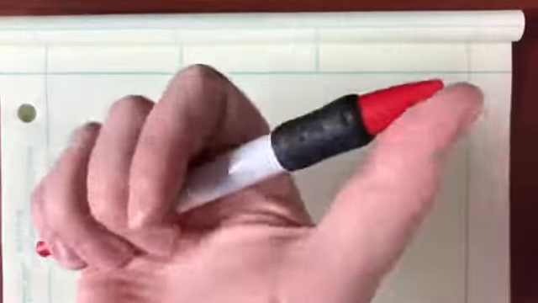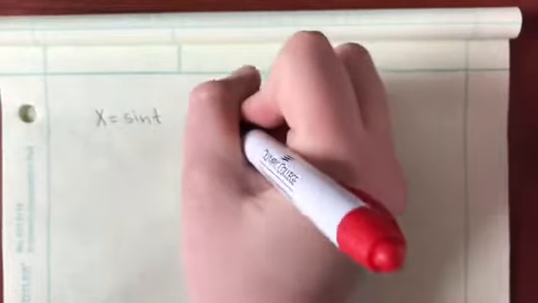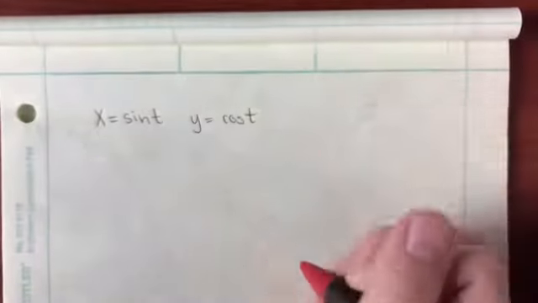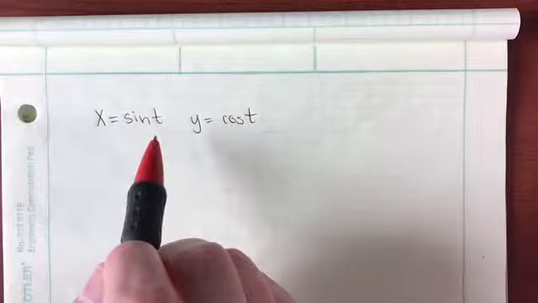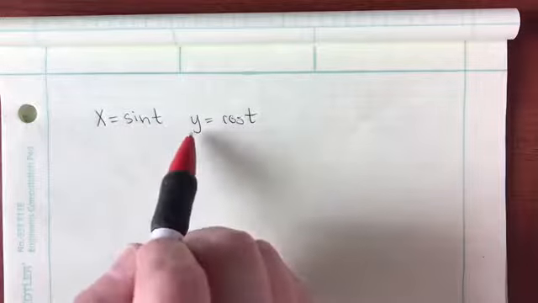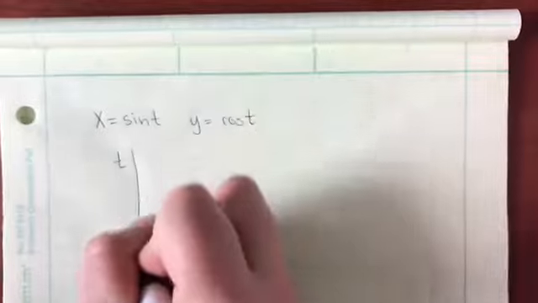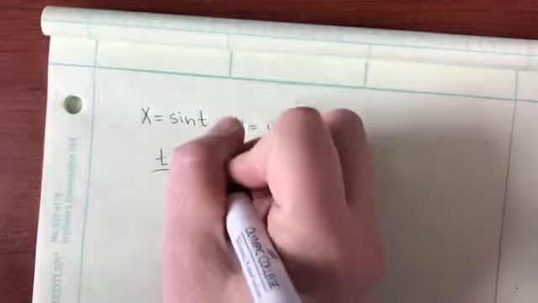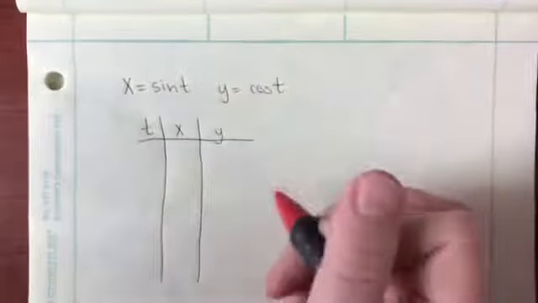Okay, so we're going to consider the parametric equation x is equal to sine of t and y is equal to cosine of t. What this means is if we choose t values and plug them in here, we would get an x value and a y value. I could pick a variety of different t values. I'm going to pick ones that kind of make sense, and then I'll calculate the y value.